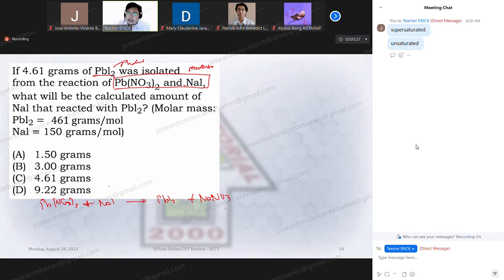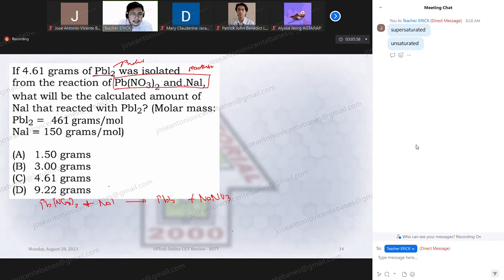Now, what type of chemical reaction is this? Is it synthesis, analysis, single displacement, or double displacement? Okay, this is what you call double displacement. Now, my question here, is this the balanced equation? Okay, not yet. Now, we want to balance this first.